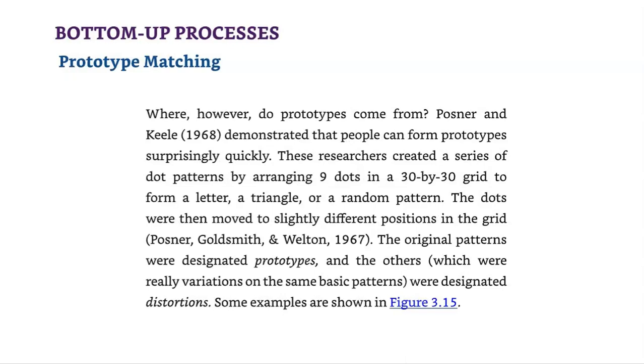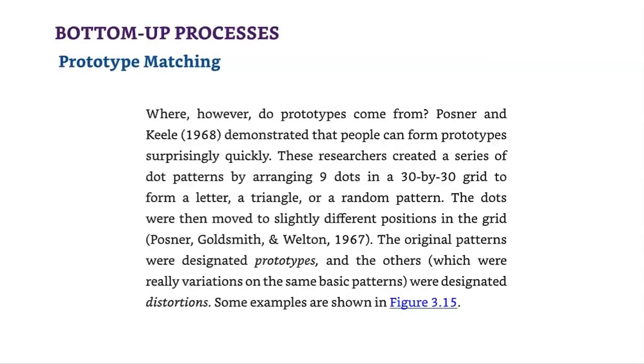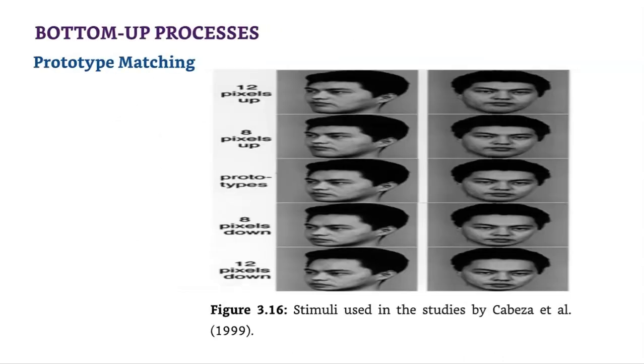Well, Posner and Keel demonstrated that people can form prototypes quickly. And this is an array I'll show you here in a second. These researchers created a series of dot patterns by arranging 9 dots in a 30 by 30 grid to form a letter, a triangle, or a random pattern. The dots were then moved to slightly different positions in the grid. The original patterns were designated prototypes, and the others, which were really variations on the same patterns, were designated distortions. And here they are.